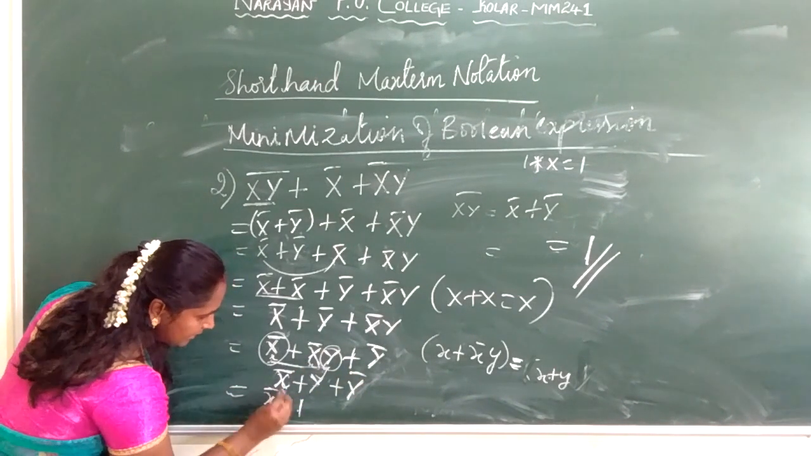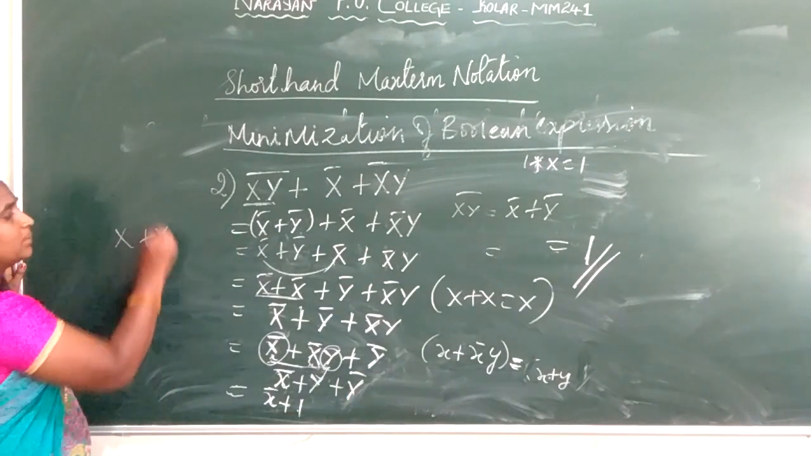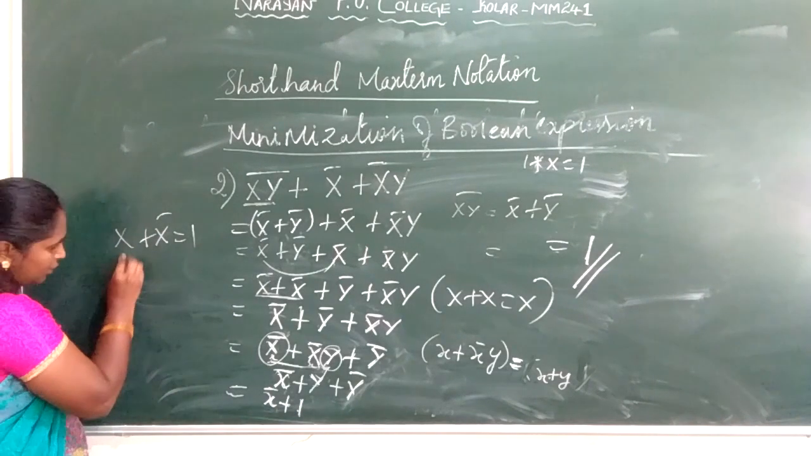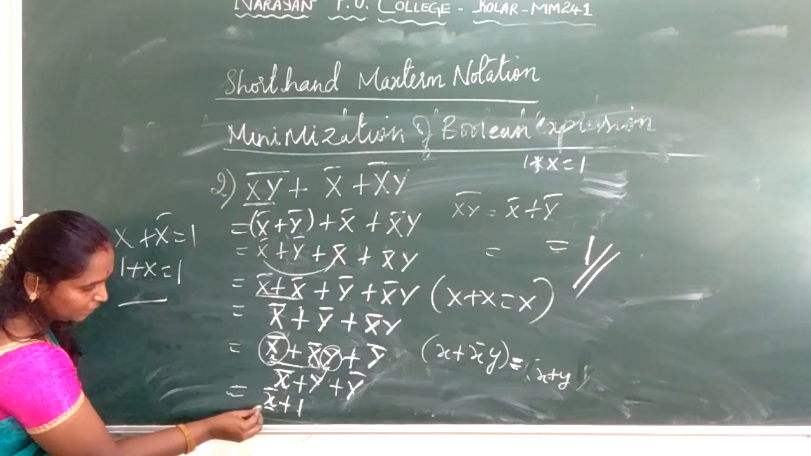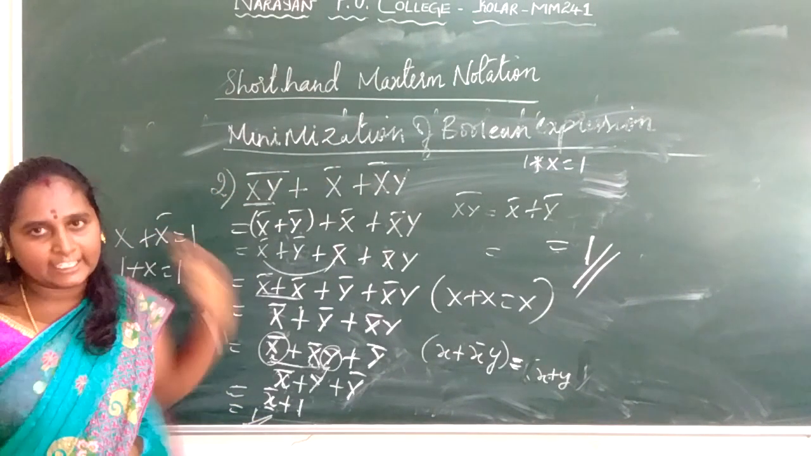So x bar as it is plus y bar is nothing but your complementary law. X plus x bar is equal to 1. So 1. So this is in the form of properties, that is 1 plus x is equal to 1. Instead of x, here it is x bar, that is equal to 1. So we have minimized the Boolean expression.